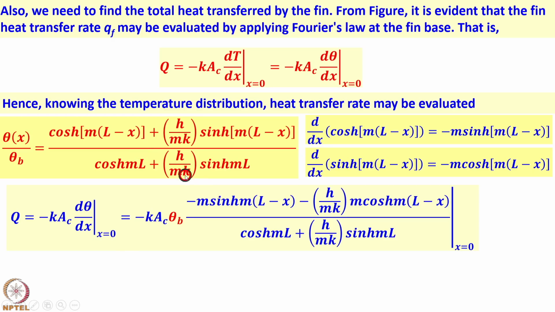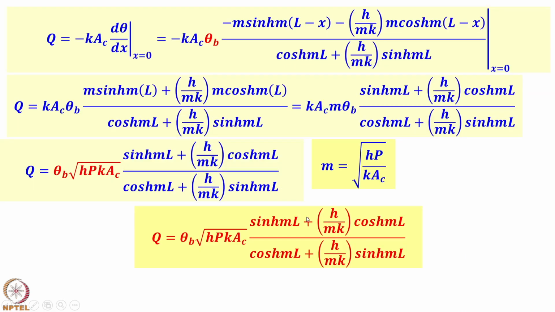If you differentiate this, you get minus m sin hyperbolic m(L minus x) and cos hyperbolic m(L minus x), and substitute x equal to 0. So you get the heat, do the algebra again, and you get Q equal to theta b into square root of h P K A c and whole of this. So please do not skip these steps. My humble request is not to skip any of these steps, write down everything and get Q equal to this.